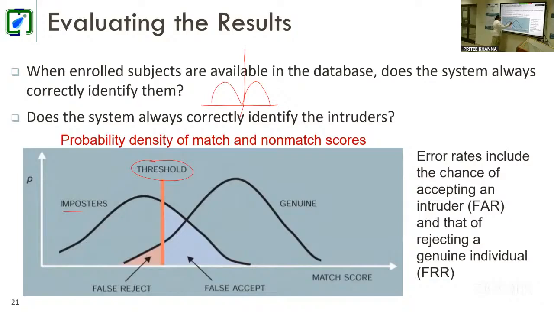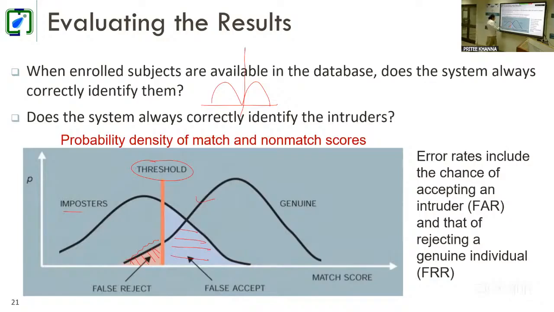So what happens? These genuine users are coming below the threshold. It means that these many genuine users will be denied access. And in this part of the imposter distribution, there are some imposters who have somehow managed to get a score more than the threshold, so obviously they will be accepted. Here you can see that these imposters, in blue color, are falsely accepted by the system. They are not genuine users, but the system has accepted them because they are crossing this threshold.